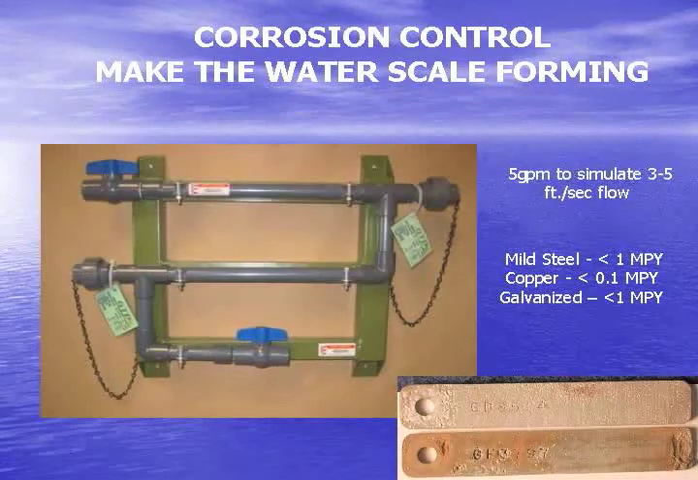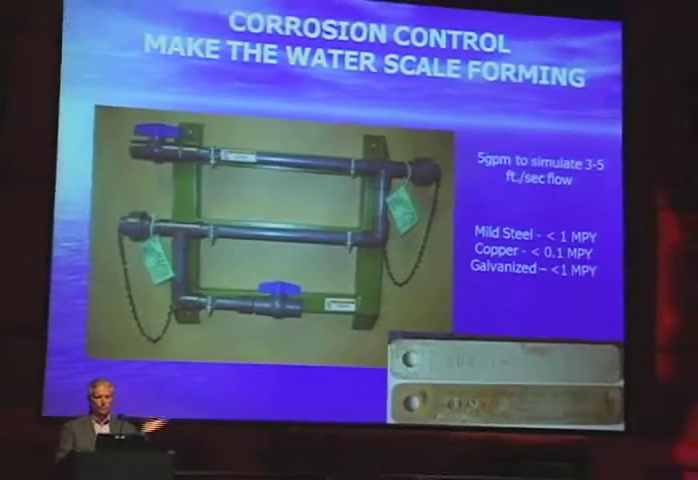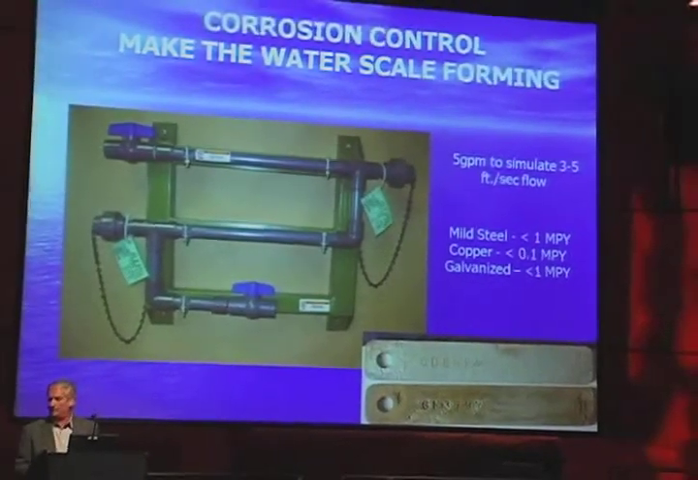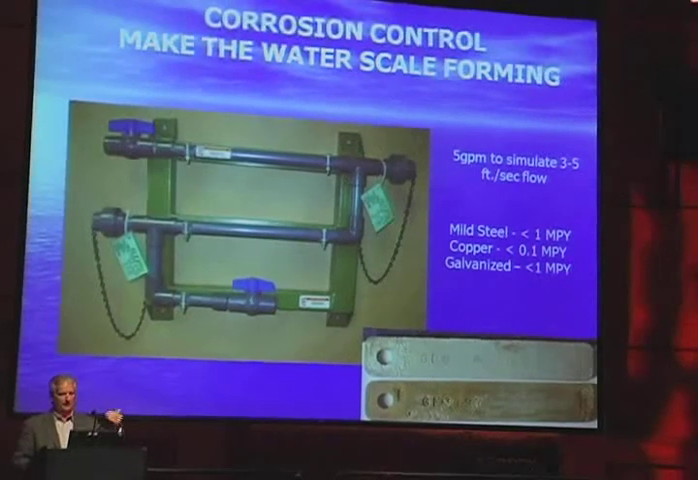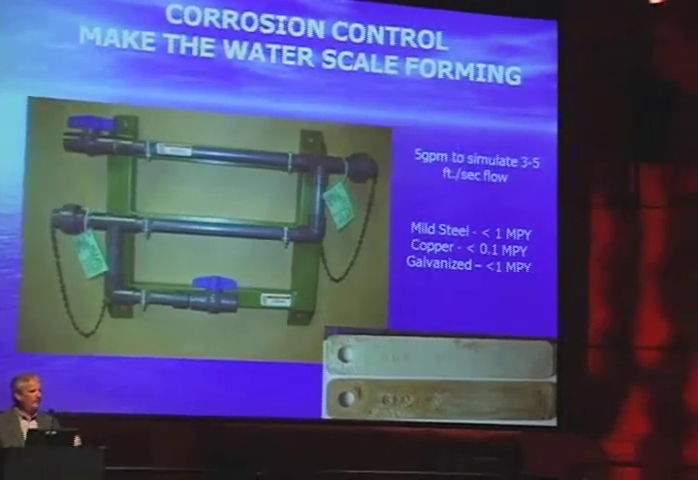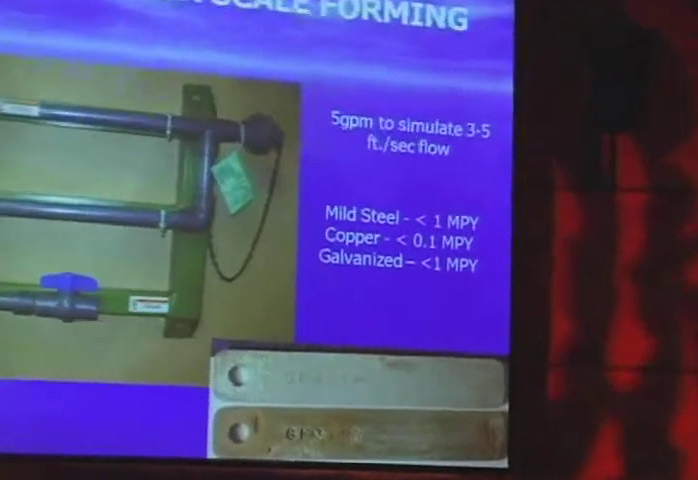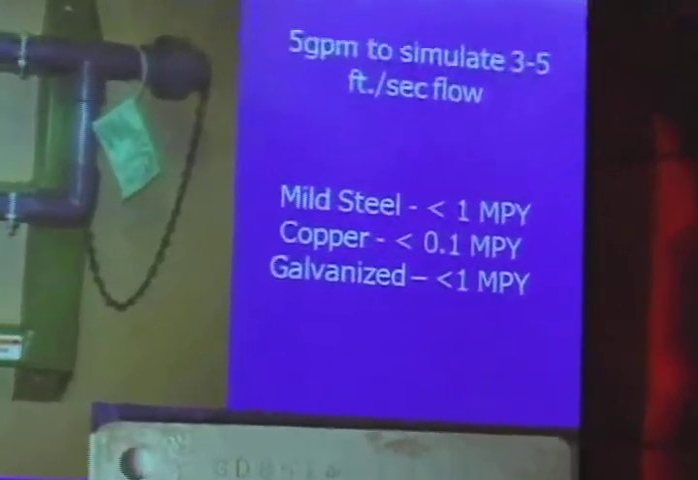And we set that through a water meter where we control it at 5 gallons per minute. So normally a 5 gallon per minute, 1-inch rack will simulate 3 to 5 feet per second. And the goal is you pull those coupons out about every 90 days, and you have them cleaned and reweighed, and that tells you your mils per year thickness. So it gives you about 4 or 5 indications per year before you open up that chiller, so you're not surprised at what you see.